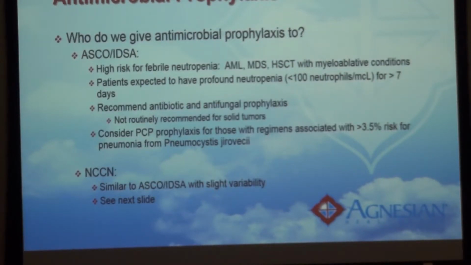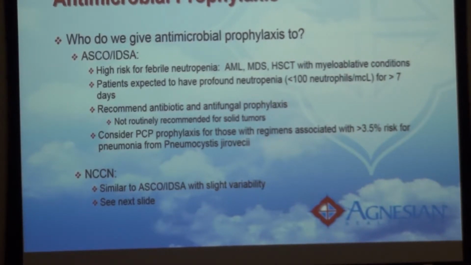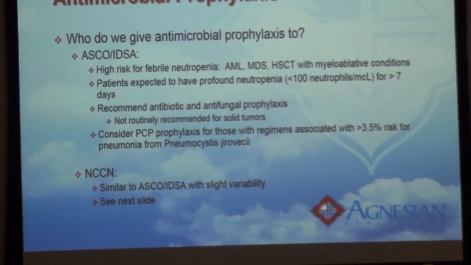So we can give growth factor. What else can we give? Well, we can give some antimicrobial prophylaxis. This can be antibiotics, antifungals, antivirals. NCCN, ASCO, and IDSA are kind of the same, with just a few slight differences. Our patients at the highest risk are patients with hematologic malignancies. We're going to give them likely both an antifungal and an antibacterial. With that profound, prolonged neutropenia, since we expect their immune system to be knocked out for quite some time, we're going to give them both.